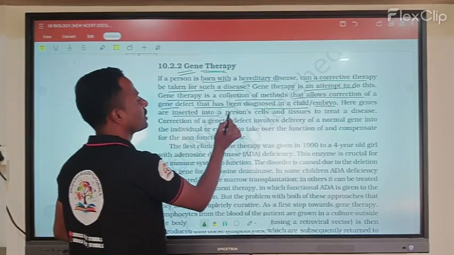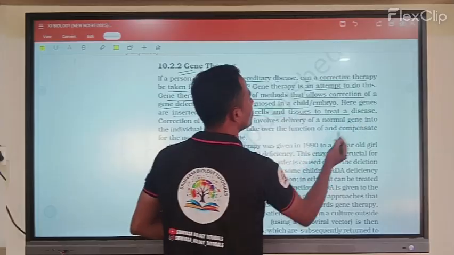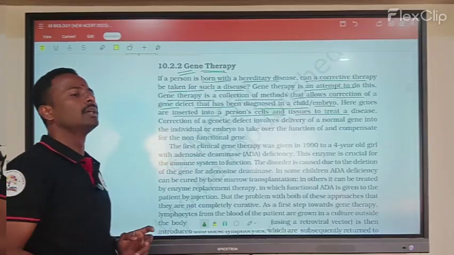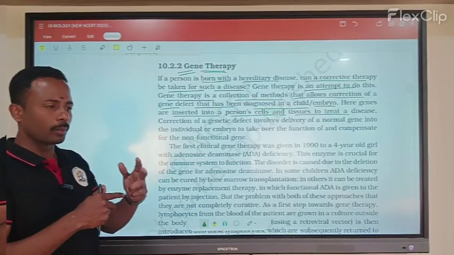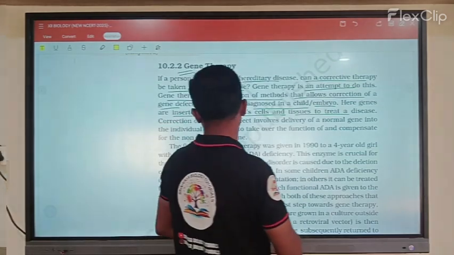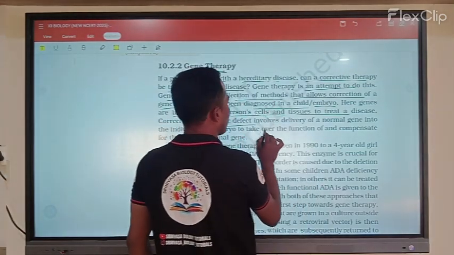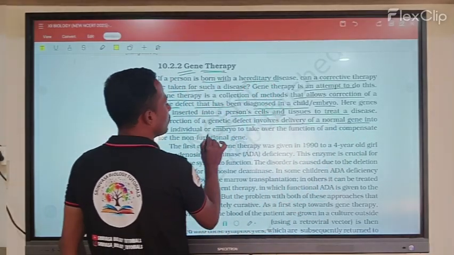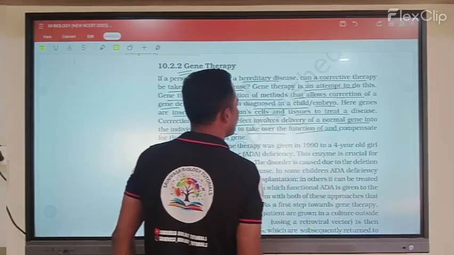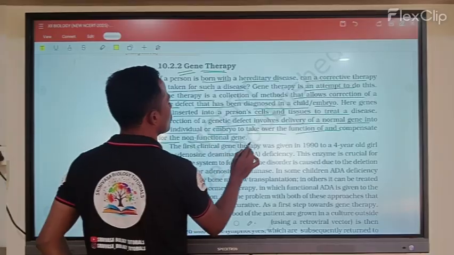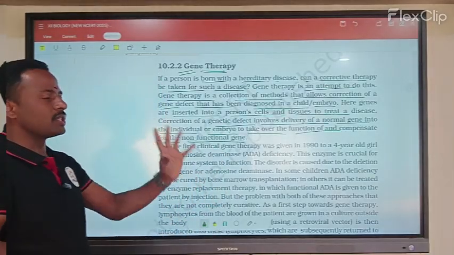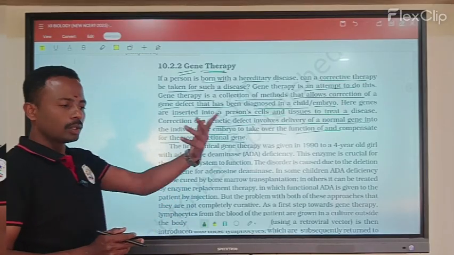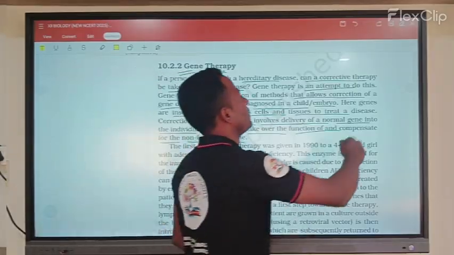Here the genes are inserted into a person's cells and tissues to treat a disease. So any genes or cells are introduced into the human body to completely cure the disease. Next, correction of the genetic defect involves the delivery of a normal gene into the individual or embryo. It takes over the functional role from the non-functional gene. So the harmful genes are modified to control this disease.